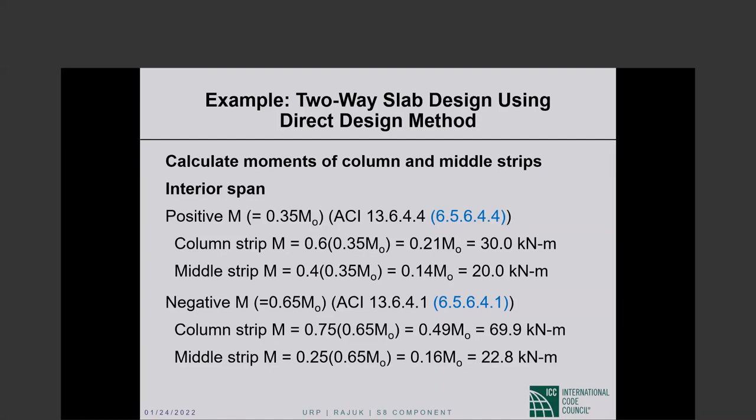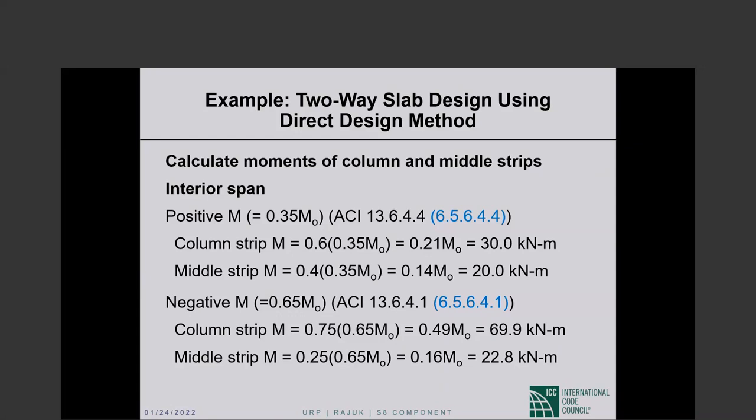The negative moment is 65% of M sub 0. 75% of that goes to the column strip, 25% of that goes to the middle strip. The column strip negative moment comes out to 69.9 kilonewton meters. The negative moment in the middle strip comes to 22.8 kilonewton meters. Okay, so interior span, positive moment 30 kilonewton meters in the column strip, 20 kilonewton meters in the middle strip.